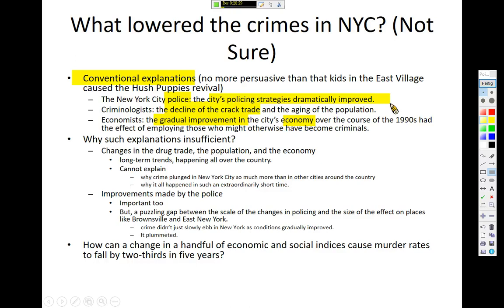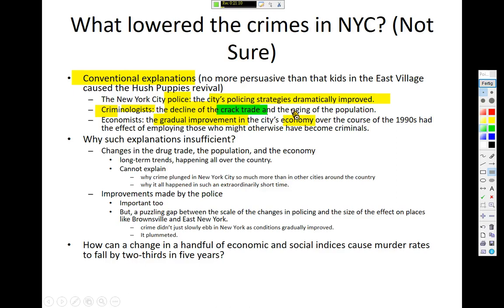And how about criminologists? So let's look here. Crime, bad happening, right? So 犯罪学者, criminologists. So no, the credit cannot only go to the police. The other factor is because the crack trade has declined. No one wants to sell the drugs because they will be caught. They will be put in jail. Oh, worse, they will be killed. So they don't want to do this.